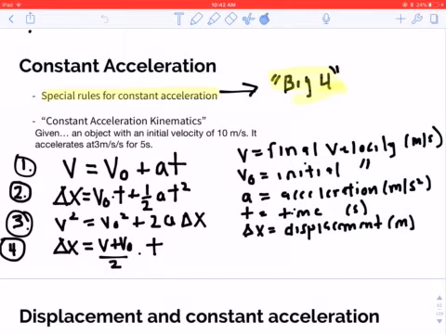Okay, next equation, which we discussed a little bit yesterday, right? Change in displacement equals initial velocity times time plus 1/2 the acceleration times time squared. Final velocity squared equals initial velocity squared plus 2 times the acceleration times displacement, also known as the change in position measured in meters.